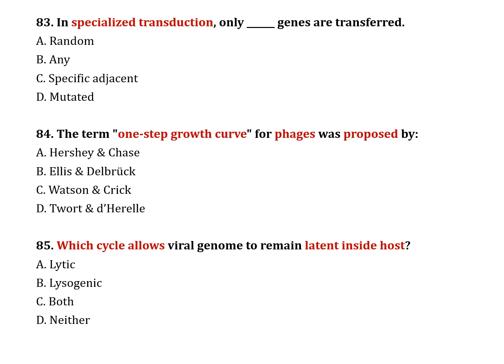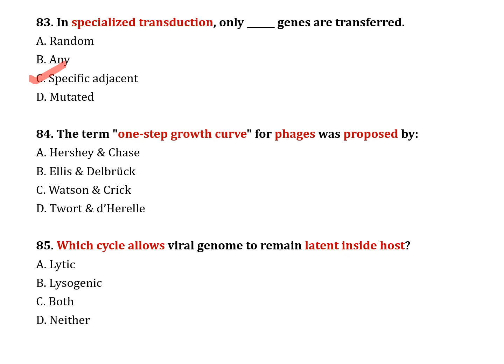The next question, number 83: In specialized transduction, only dash genes are transferred. Option A, random; option B, any; option C, specific adjacent; option D, mutated. Correct answer is option C, specific adjacent.